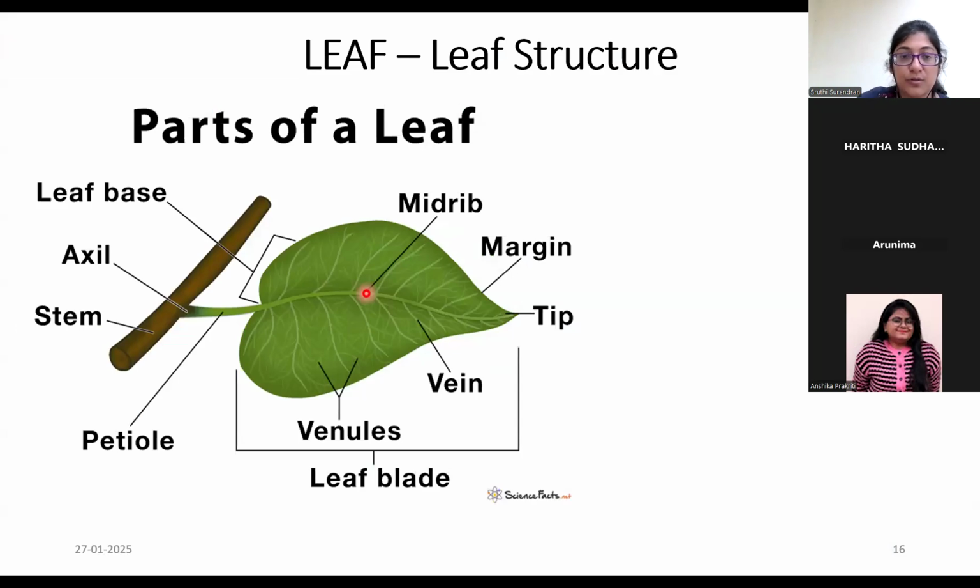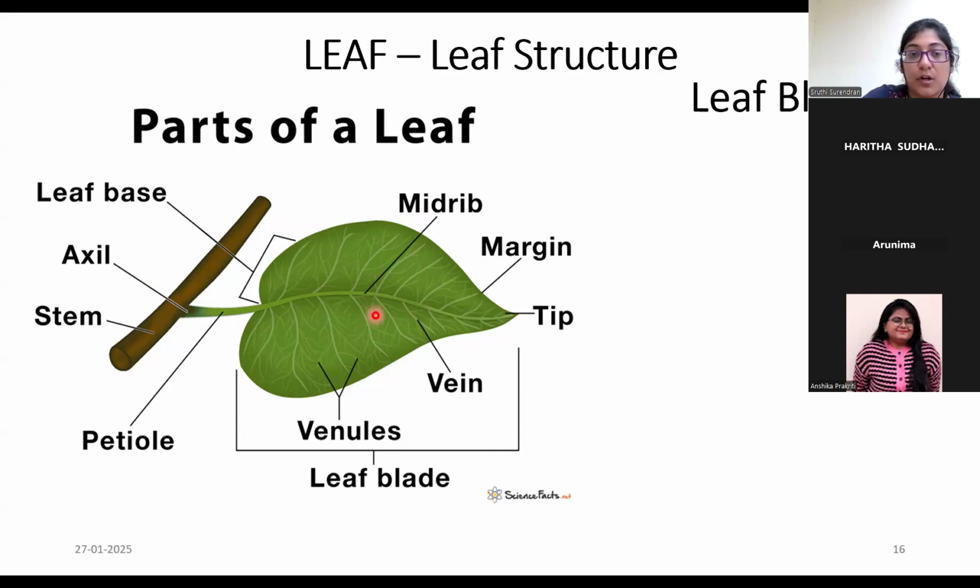So leaf also, it is a very complex system. As you can see in the figure, it has got a leaf blade, which is basically the entire flat part of a leaf. It is attached to the stem through a petiole, and at the base of the petiole you find the axil, and then it has got a lot of veins through which water is transported.